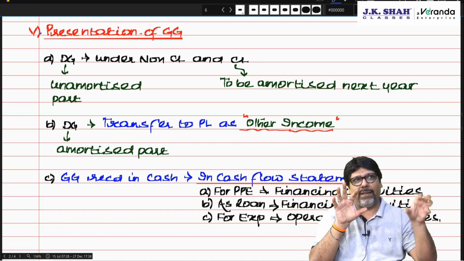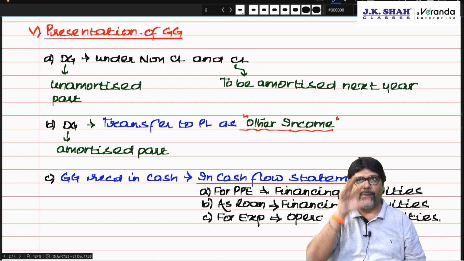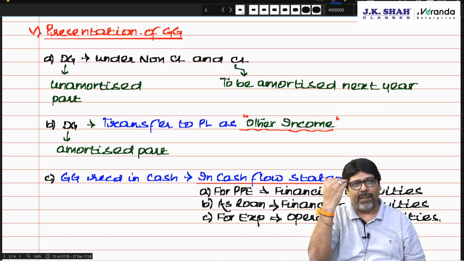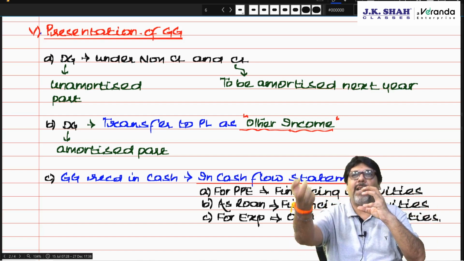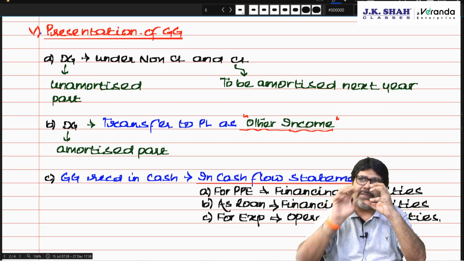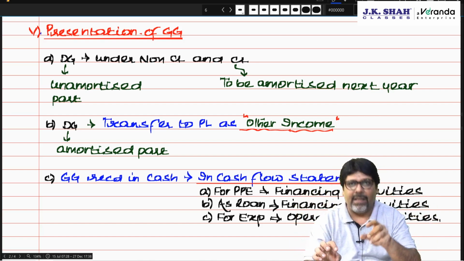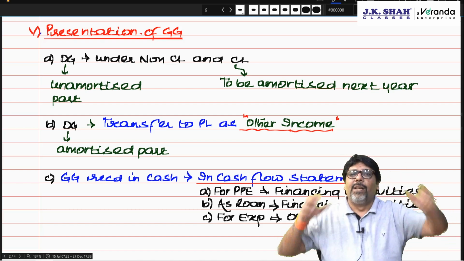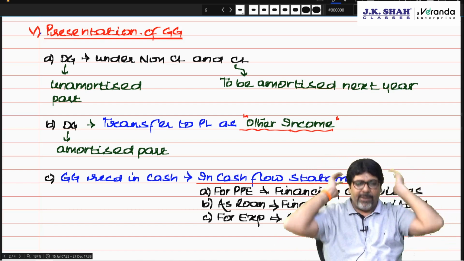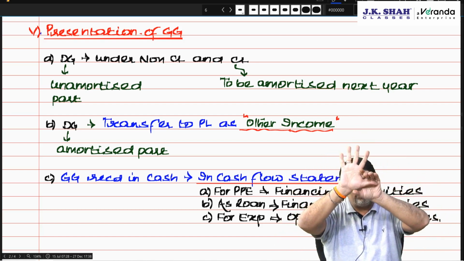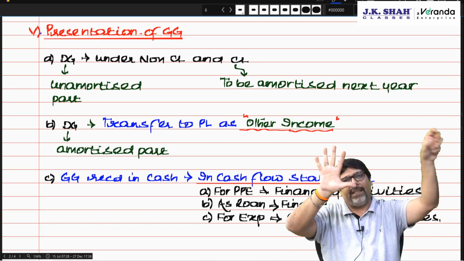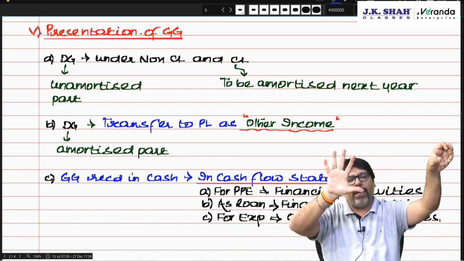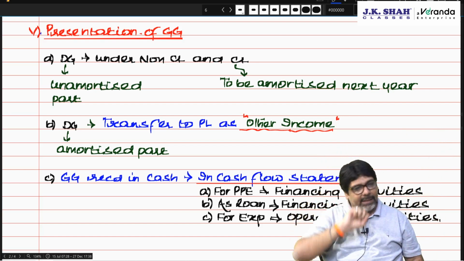1,000 I have amortized, that will go in P&L, other income, very good. 4,000 will go in the balance sheet, correct. Balance sheet liability, correct. Out of that 4,000, 1,000 I am going to amortize next year. So, that 1,000 will come as current liability, wonderful. And the remaining 3,000 will come as non-current liability, absolutely. 5,000, correct. So, this entire 5,000 you have received for PPE, so it will come in the cash flow statement as financing activity, correct? Yes, sir.